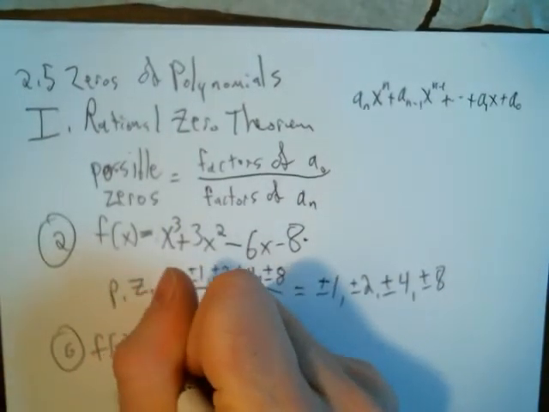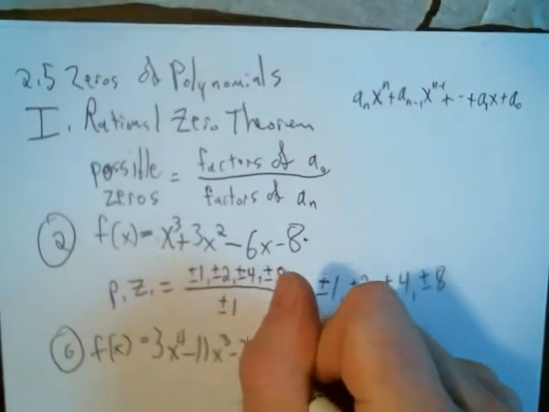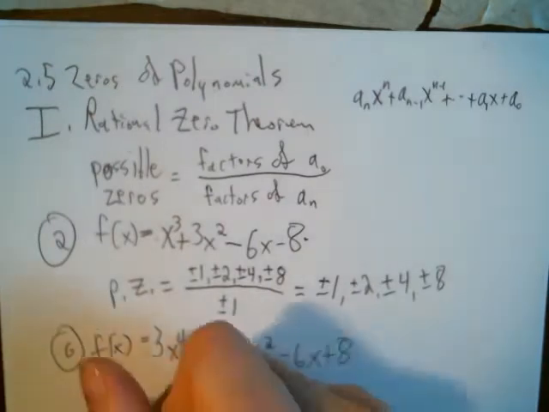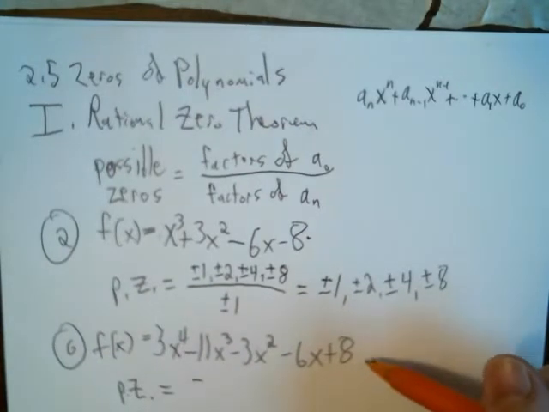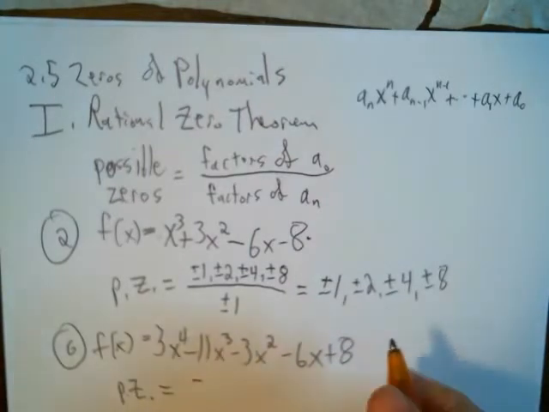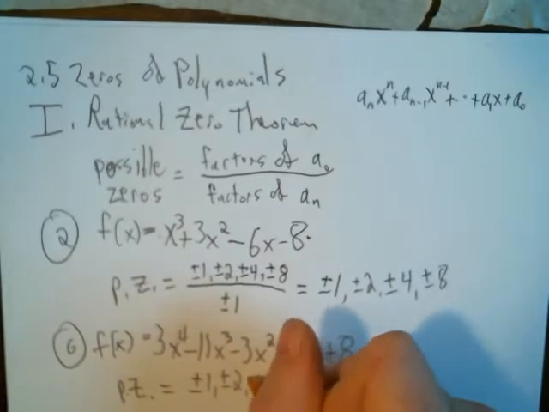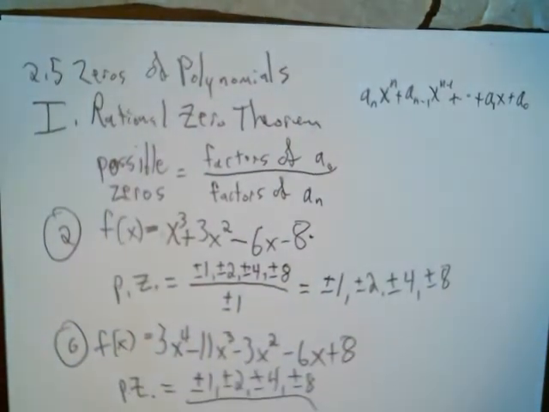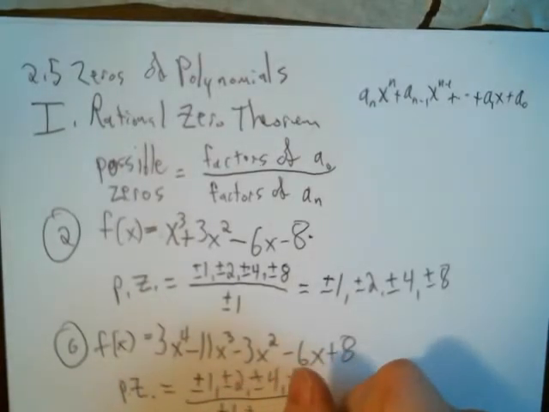So anyhow, here's number 6. We have f of x equals 3x to the 4th minus 11x cubed minus 3x squared minus 6x plus 8. Okay, so let's try this again. The possible zeros: the numerator is about the same again, the factors of the last term, plus or minus 1, plus or minus 2, plus or minus 4, same deal, plus or minus 8. In the denominator, you're looking at factors of 3, so plus or minus 1 or plus or minus 3.